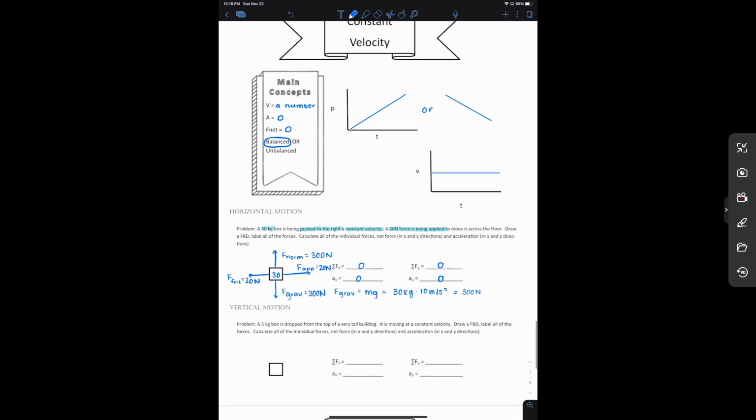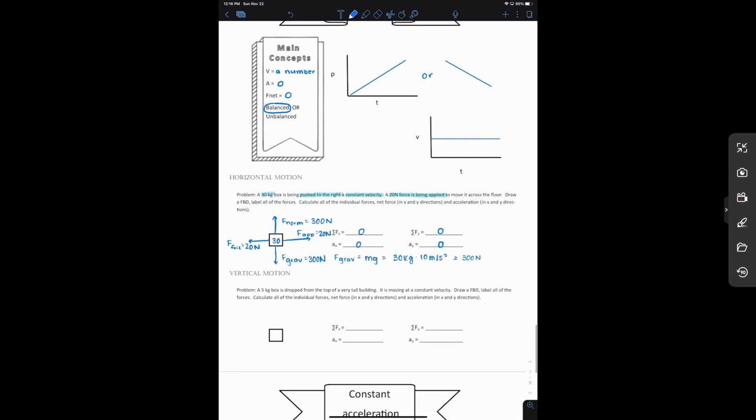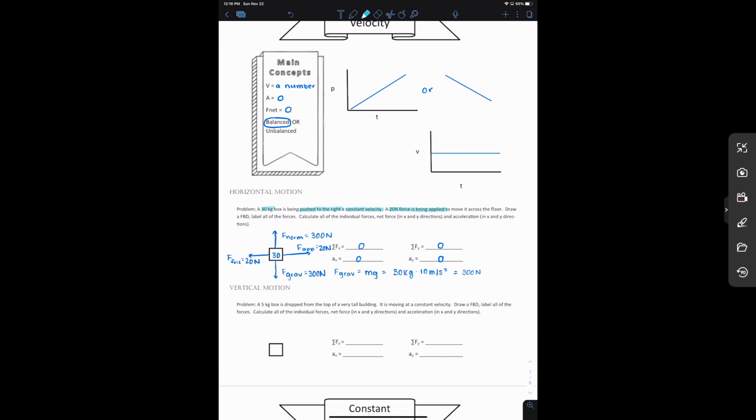Okay, so let's look at an example where we have vertical motion. So we've got a 5 kilogram box. It's dropped from the top of a very tall building, moving at constant velocity. Draw a free body diagram, label your forces, calculate all the individual forces, the net forces, and the accelerations. Okay, so it's 5 kilograms, so let's write that in our box.